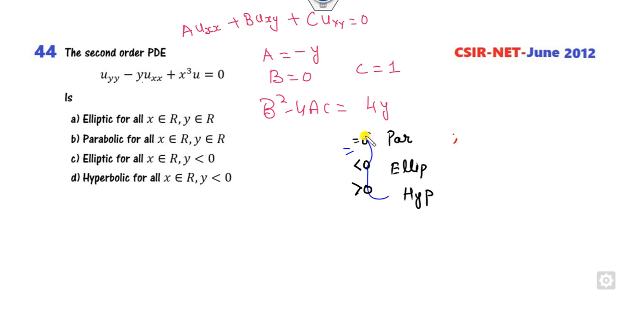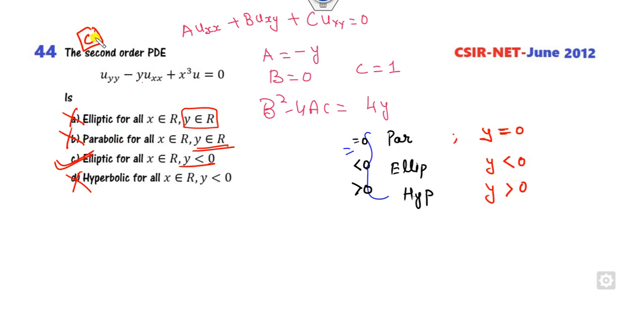So when will it be equal to 0? When y is equal to 0. When will it be less than 0? When y is less than 0. When y is greater than 0, it is hyperbolic. Elliptic for all the values of y is not possible, because it is elliptic only when y is less than 0. So elliptic when y is less than 0, correct. Hyperbolic when y is less than 0, wrong. Parabolic for all the values of y, not correct, because it is parabolic only when y is equal to 0. So the right answer is C.